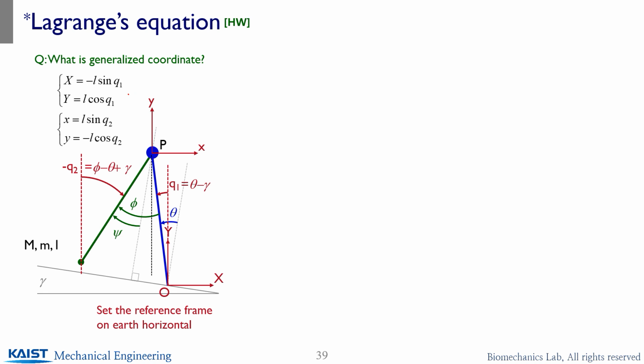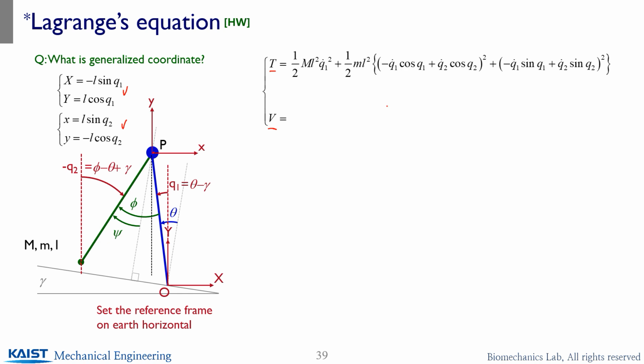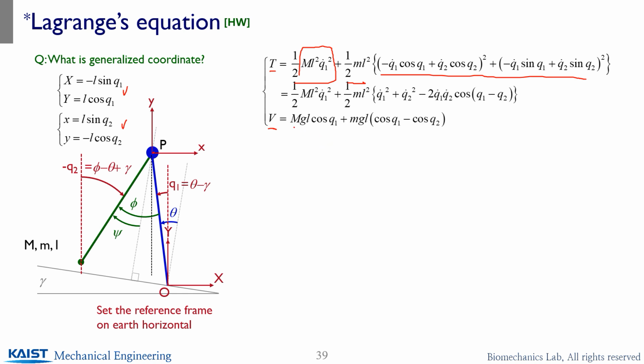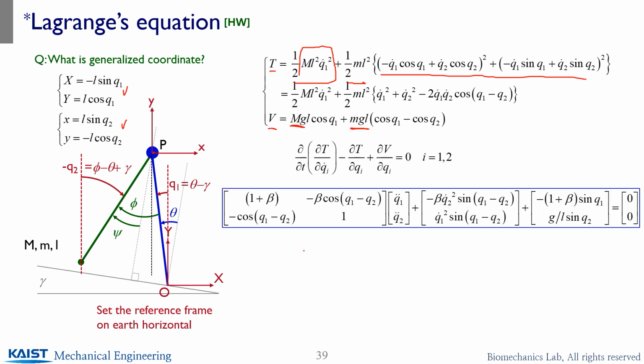And your position can now be expressed with the generalized coordinates Q1 and Q2. So your kinetic energy is simply the kinetic energy of the particle at the pelvis, the center capital M, and the velocity of the small m. So the capital M kinetic energy is 1/2 M v squared, and the small mass is 1/2 small m v squared. The v squared term is this one. And you have the gravitational energy for the capital M and the small m, and then if you just plug that into Lagrange's equation, what you can get is this one.